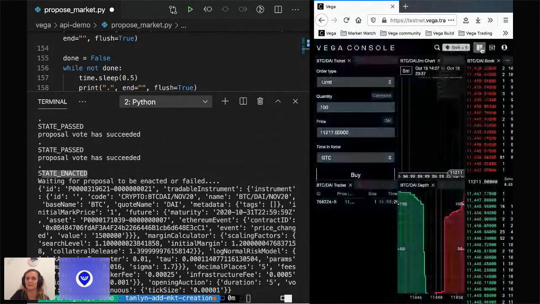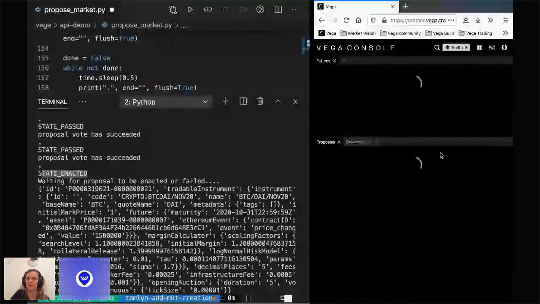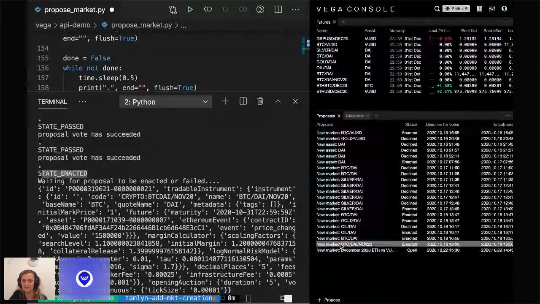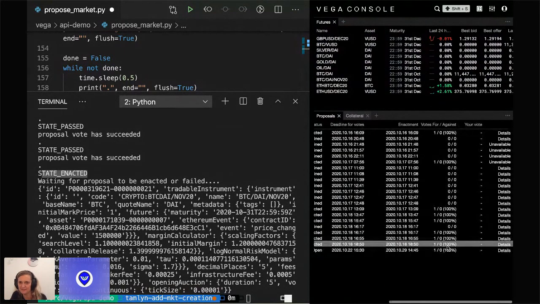Oh, I can pop back to my Liquidity 2020 workspace. Let's get this full screen again. Great. So you can see here this BTC DAI November 20 new market proposal, and it's been enacted. If we scroll off to the left, you can see that it received one vote because I'm the only one voting, and I therefore was 100% of the vote. On the testnet, the success rate is set so it needs to get at least 66% in order for the market to pass and be created.